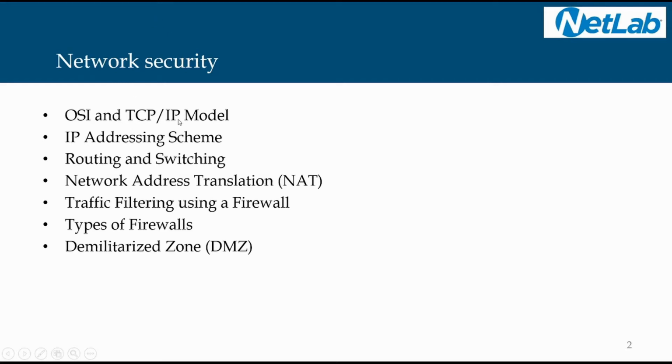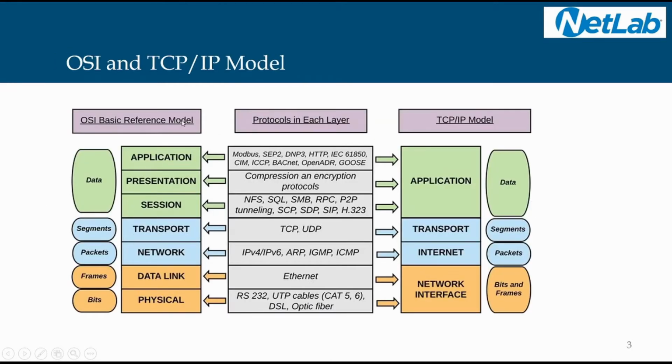OSI and TCP/IP model. This picture shows the OSI model and the TCP/IP model. The OSI basic reference model is a layered model which is introduced by the ISO. ISO is the International Organization for Standardization. OSI is Open System Interconnection. So these 7 layers are the application, presentation, session, transport, network, data link, and physical. These are the 7 different layers under the OSI reference model.